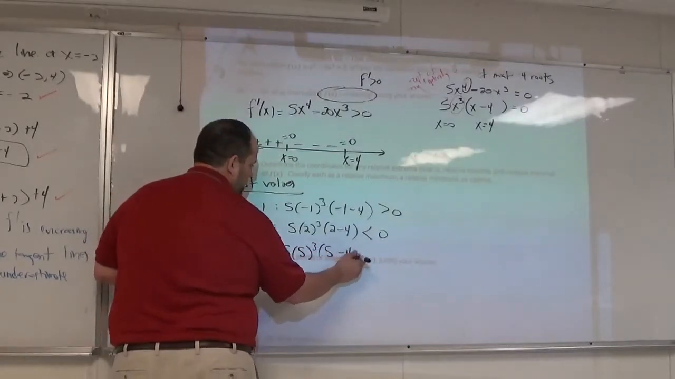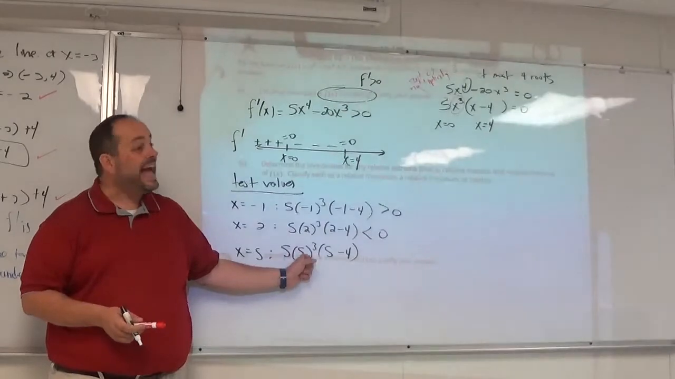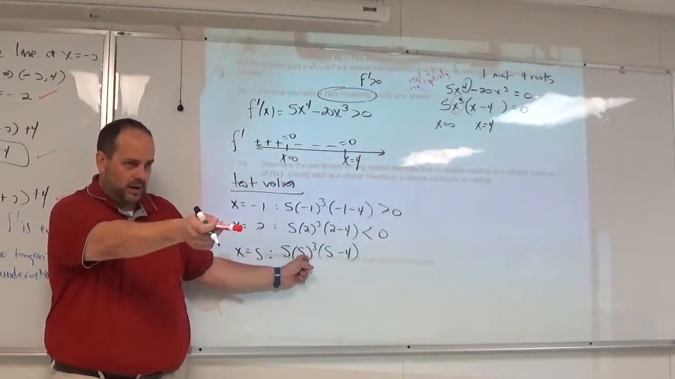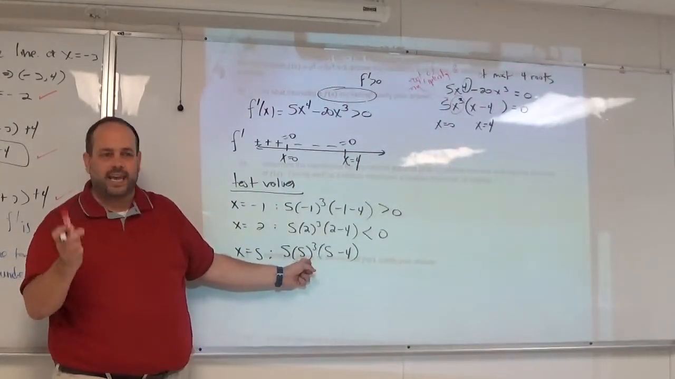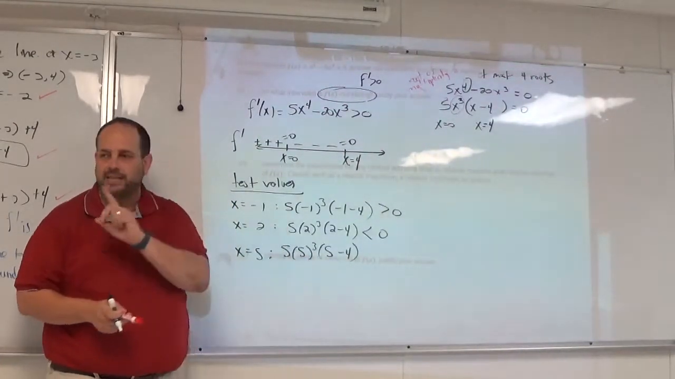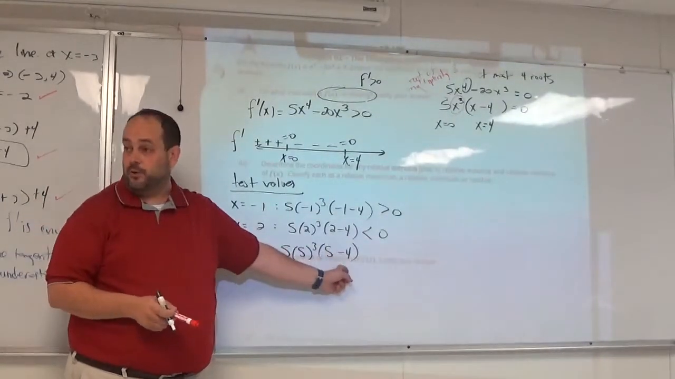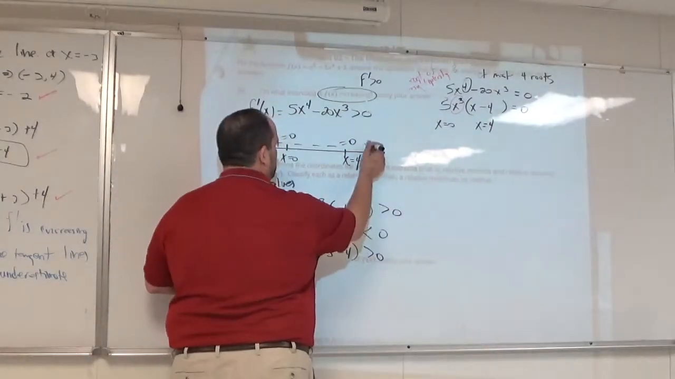5 cubed, 5 minus 4. And for everybody who's freaking out, like, I don't know what 5 cubed is, I don't care. It's 125. Way to show off. That was your moment! 5 cubed is 125, but all I care about is one thing. Positive. 5 cubed is positive, 5 is positive, 5 minus 4 is positive, so the whole thing? Positive.